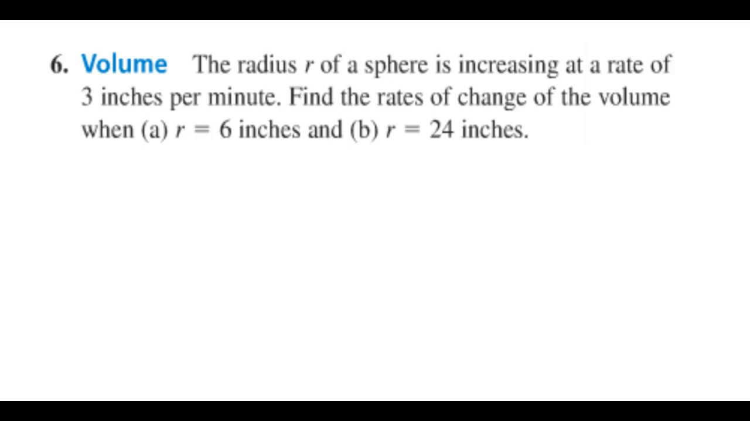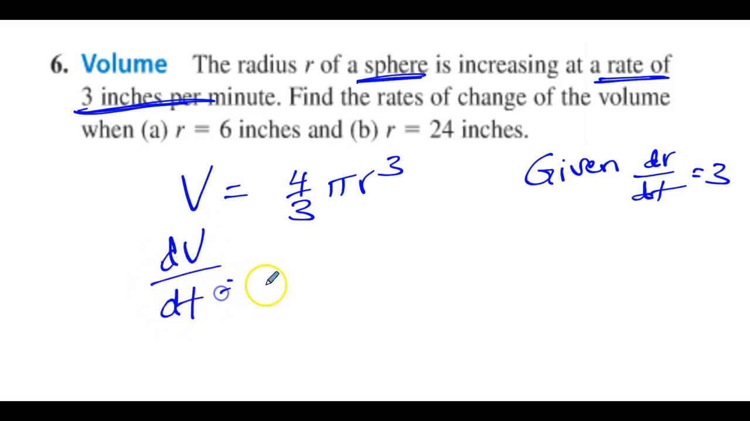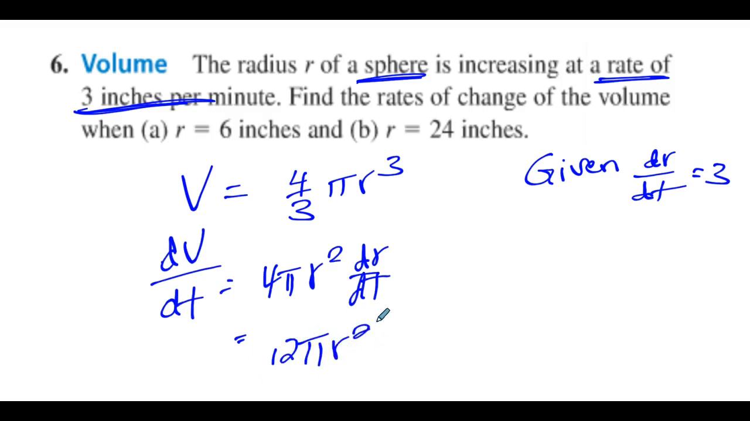So to finish this up, just setting up a couple things. This is talking about the volume formula, which I told you you're going to need to know. That's the volume of a sphere formula, 4/3 pi r cubed. And given is dr/dt right here, the rate at which it's 3. So let's take the derivative. dV/dt is equal to 4 pi r squared dr/dt. And if I plug everything in, I'll get 12 pi r squared.